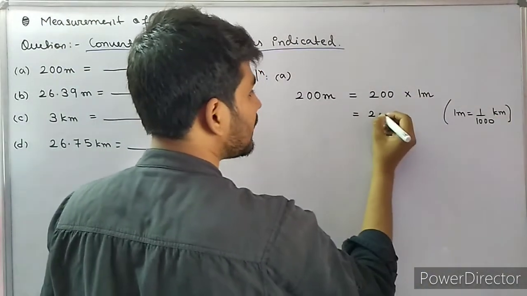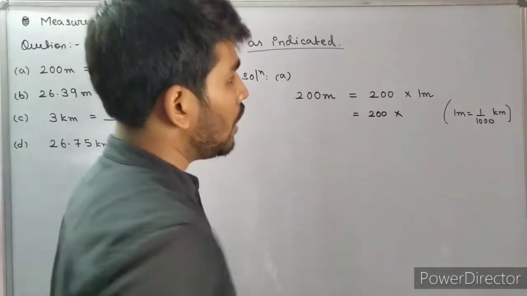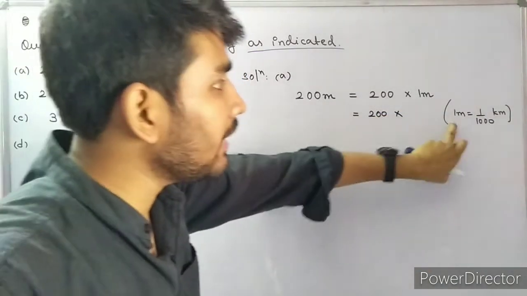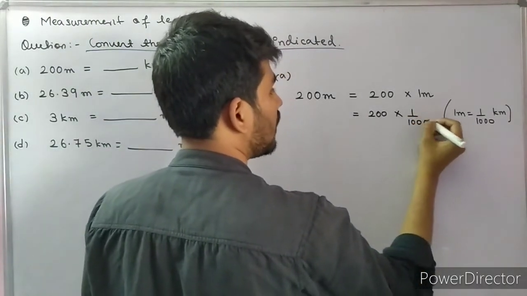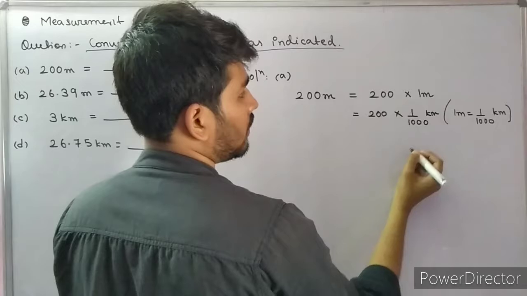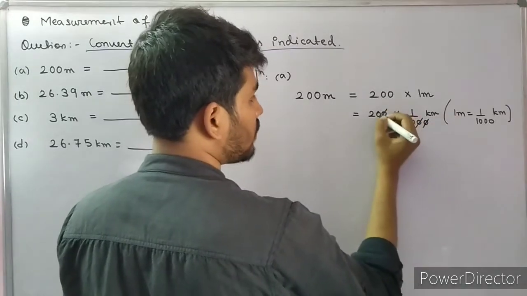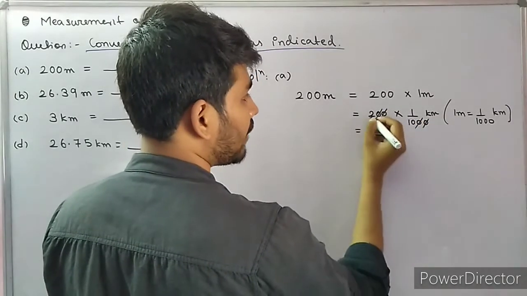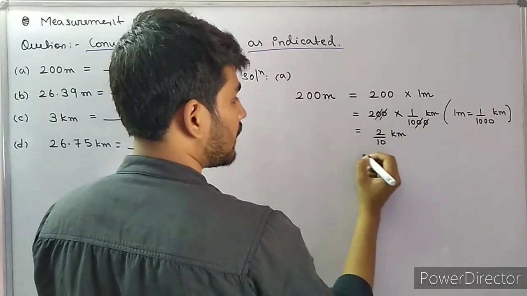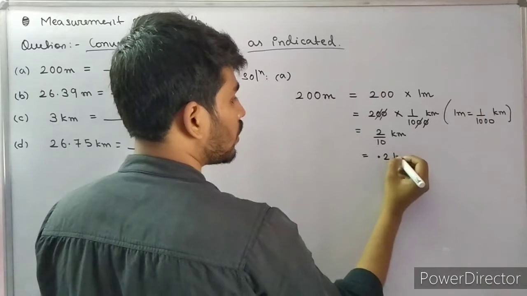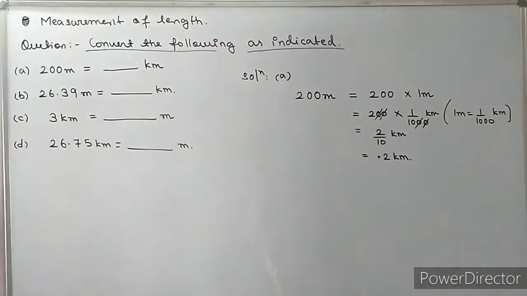So can I write like this? 200 into, now instead of 1 meter, I can write 1 by 1000 kilometer. So this 10 10 10 10 cancels out. I'll be left with 2 by 10 kilometer, which can be written as 0.2 kilometer. Is it clear or not? I hope it's very much clear. There's nothing to do about it.